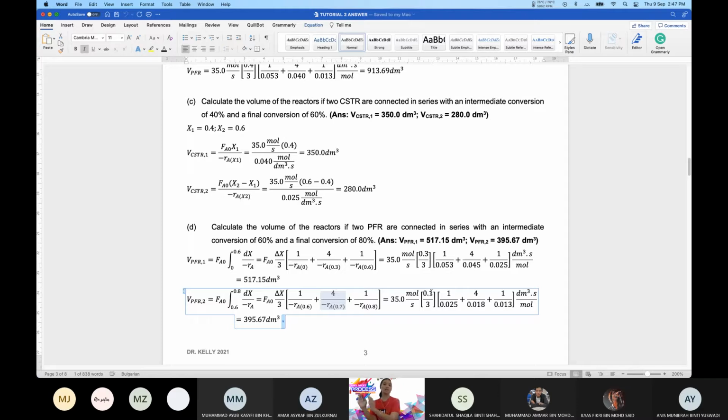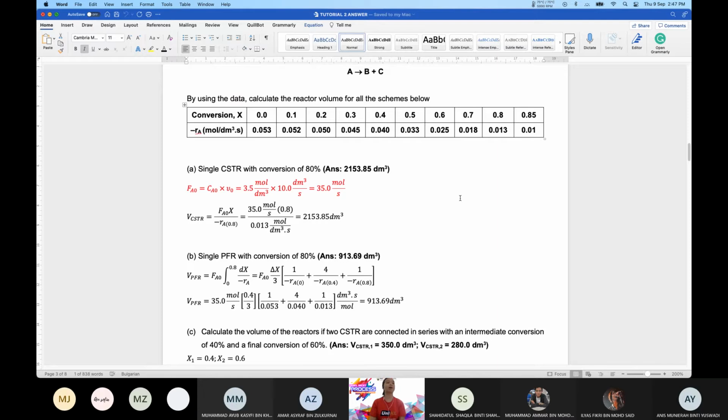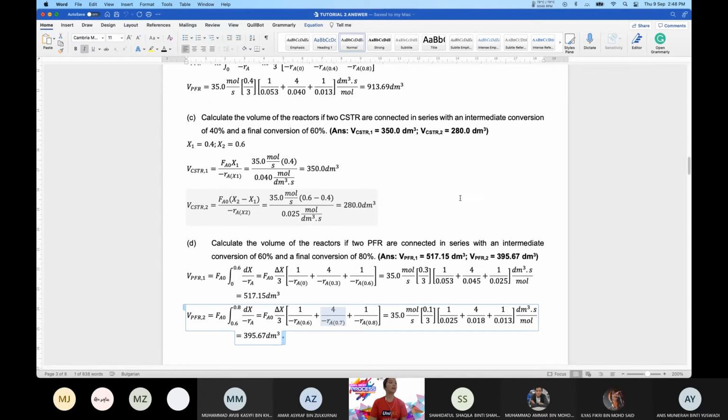So again, ganti je nilai-nilai dia. On the minus RA, please check the table. Make sure you use the correct value. Alright, so when you calculate, you should be able to get the volume about 395.67. Or in other words, if I want to increase my conversion from 60 to 80%, I need my second reactor to be at least 395.67 dm³. Okay, so we are done for question 2, part C, part D.